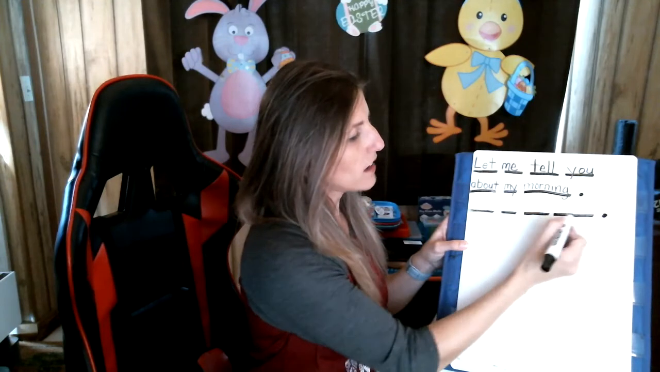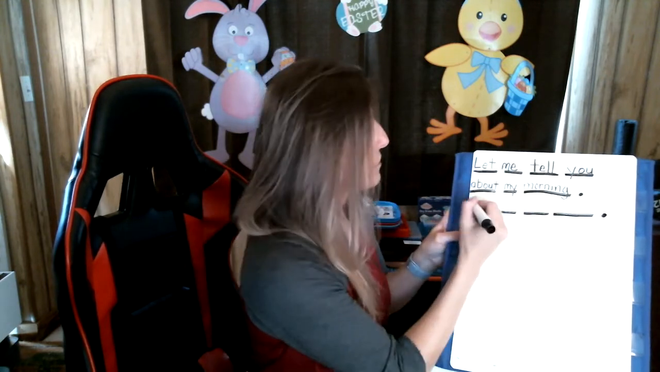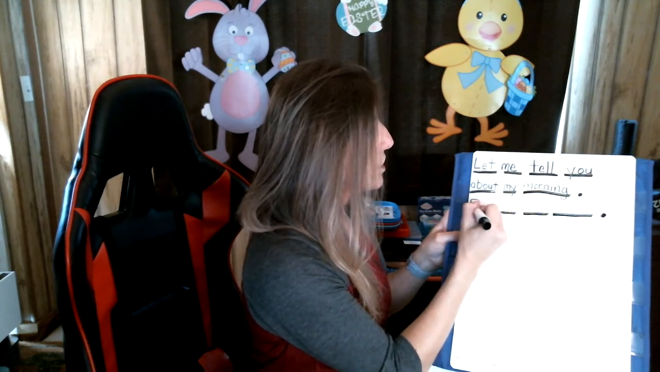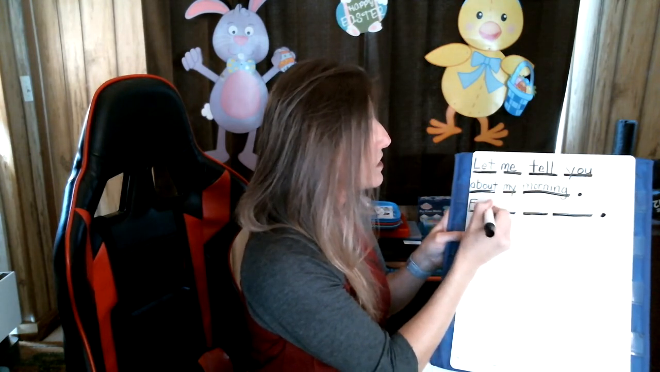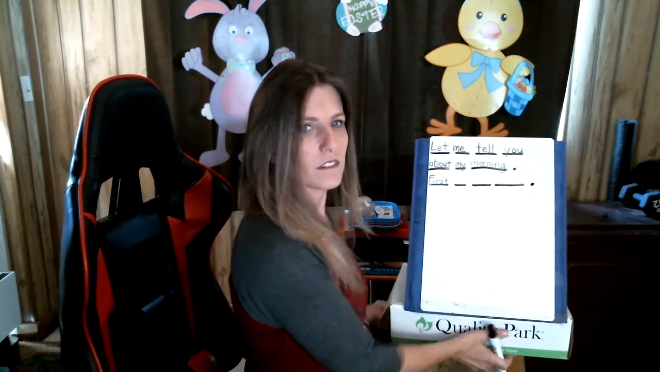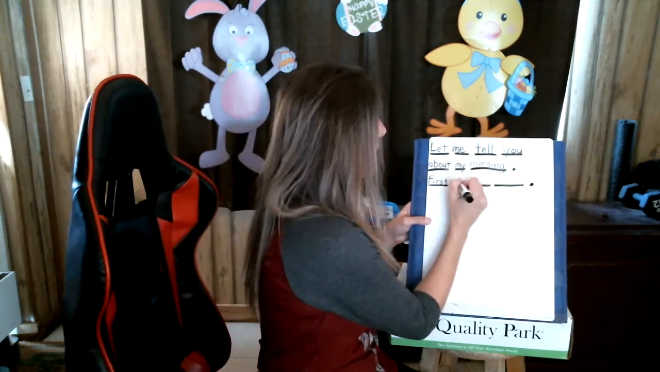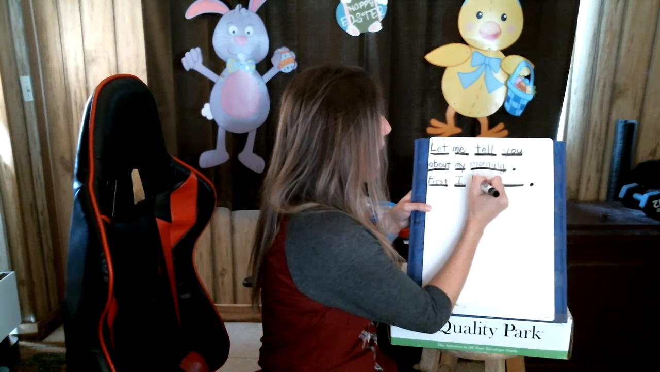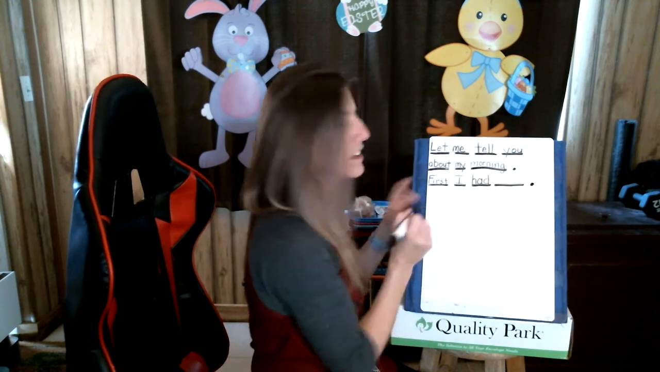First I had coffee. So I have one word for each line. And do you see my spacing? You can read it. It's legible. So my word is first. First. St, st, st. That's that blend. St. First. First I had. First I had coffee.